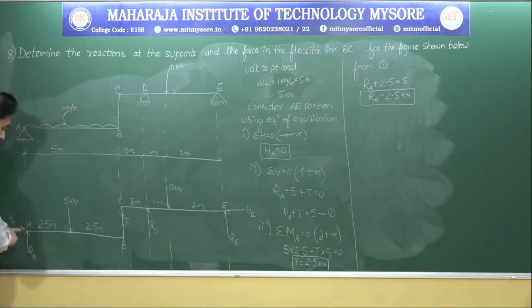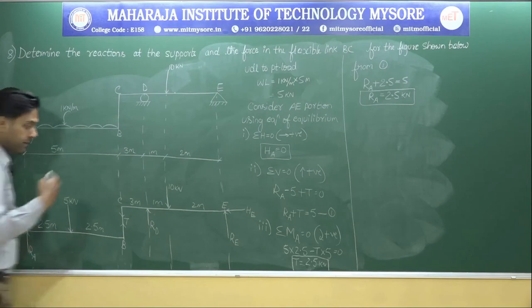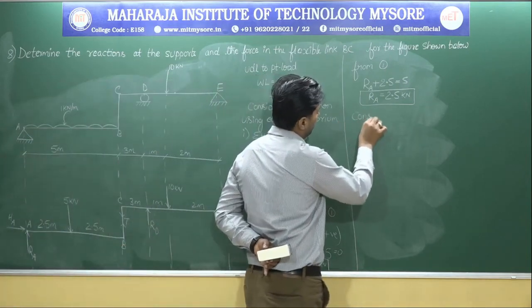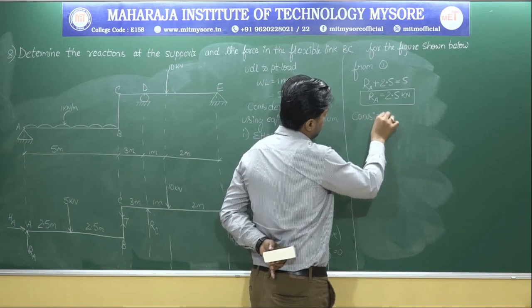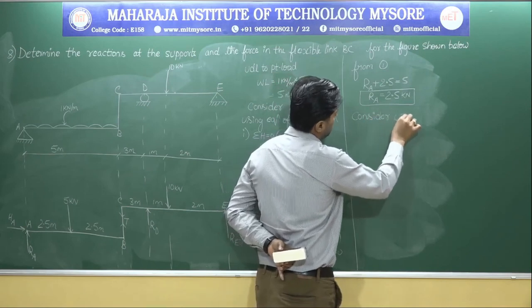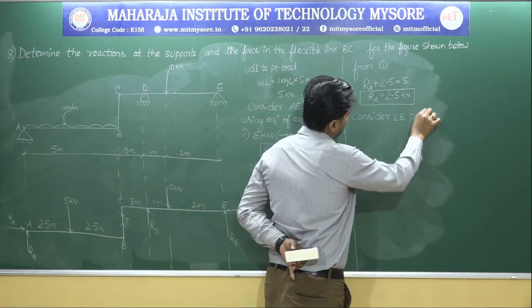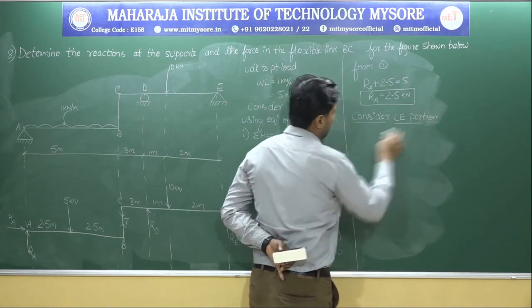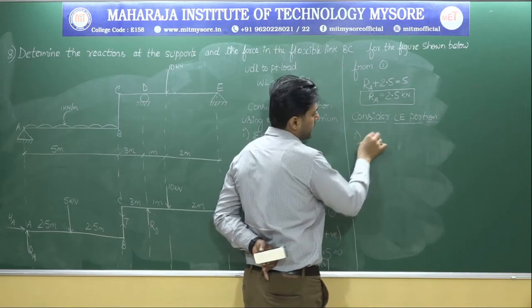So now we have completed with the AB portion. Now let me move on to the CE portion. Consider CE portion. Same thing using equations of equilibrium. Let me not write it directly.